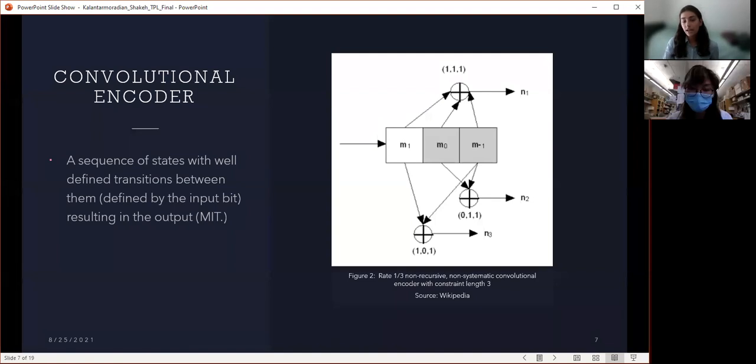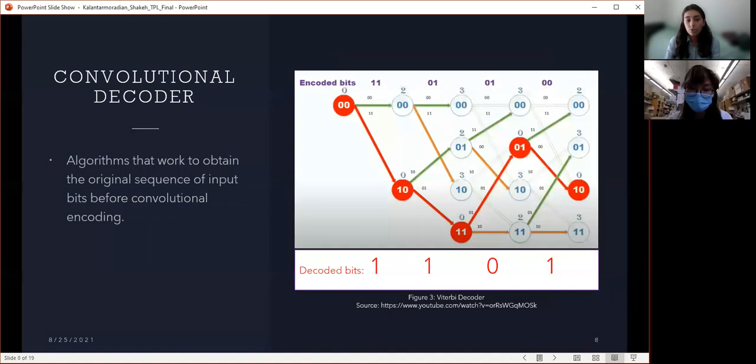In addition to trellis diagram and periodic puncturing, I want to tell you about convolutional encoders and decoders. Convolutional encoder is a sequence of states with well-defined transitions between them. And a convolutional decoder is an algorithm that obtains the original sequence of input bits before convolutional encoding. For example, in figure 3, we see the encoded bits are 1, 1, 0, 1, shown in this red path because the bottom arrow is 1. So 1, 1, the top arrow is a 0, and the bottom one is a 1 again.